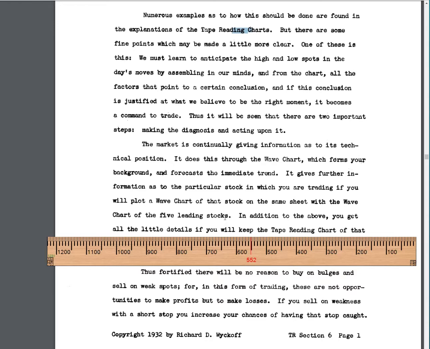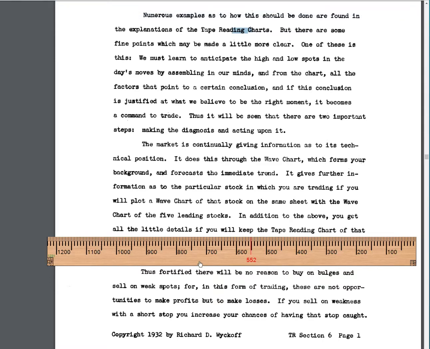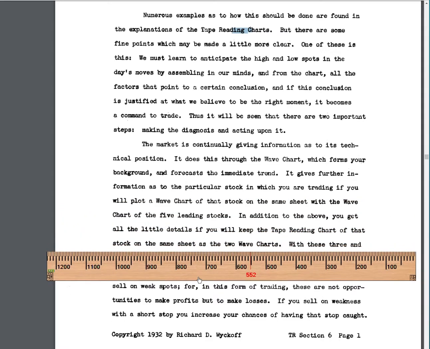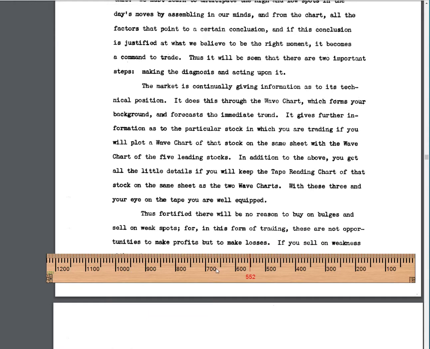Over here, he's using the Wyckoff wave, which is basically an index of 5 leading stocks. But you may not want to do that. You may just want to use the SPY or the ES. So I'll have a wave chart of the ES along with the wave chart of the stock that I'm trading in, along with the higher time frame wave chart, and the tape reading chart. So you're supposed to do that, as well as have the time and sales. But that may be overkill, and it's not easy to have all that.